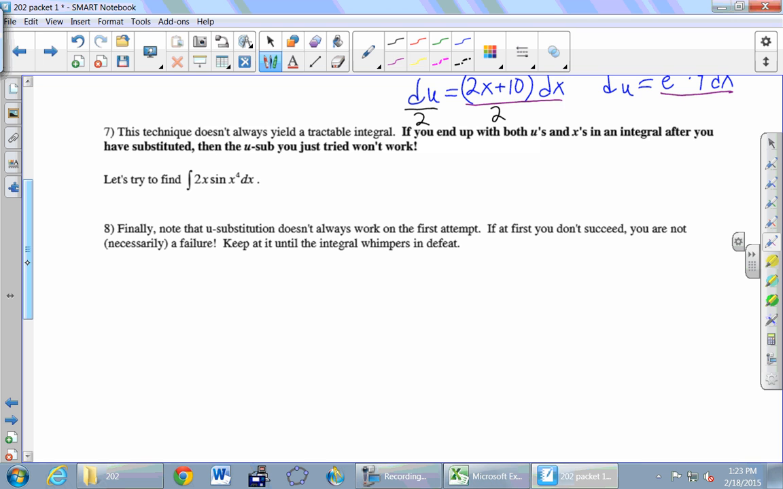Right, u's and x's together is no good. So let's see what happens when we get u's and x's together. Okay, what's maybe our natural choice here for u? It's x to the 4th, the thing inside of the sine. Again, there's oftentimes more than one natural choice. So you make one and you try it. If it doesn't work, you try another one. But this seems like a good choice because it's inside of sine.